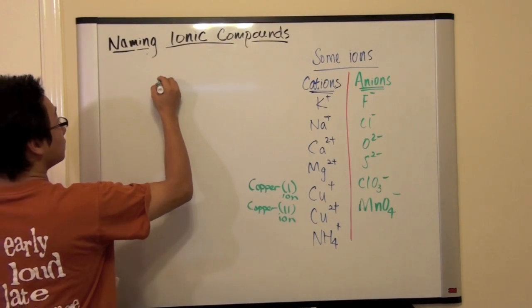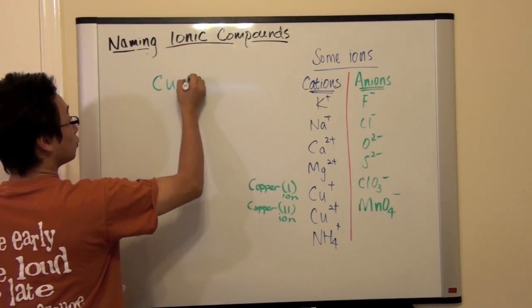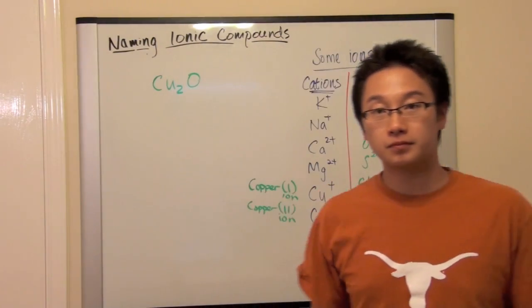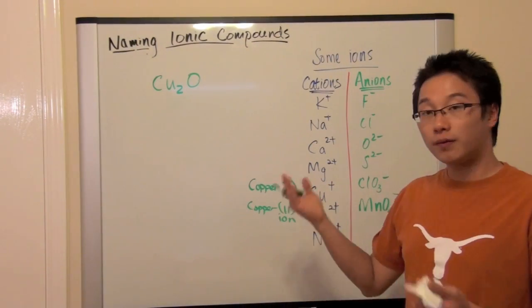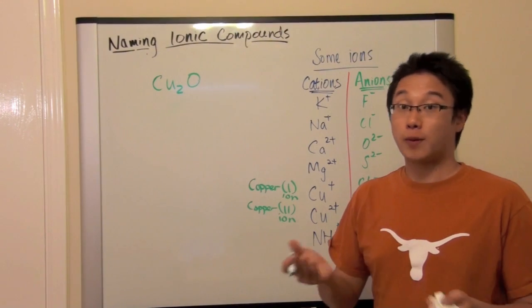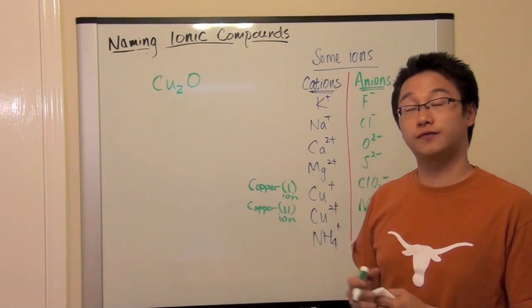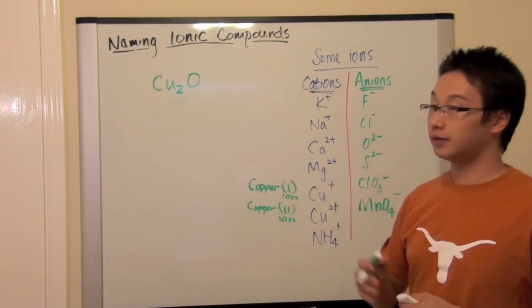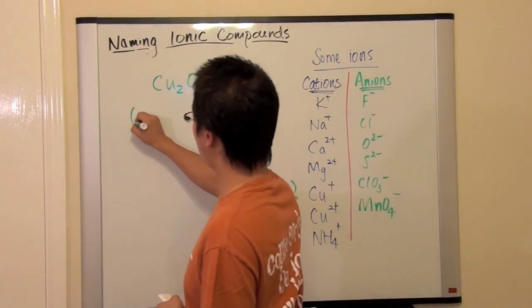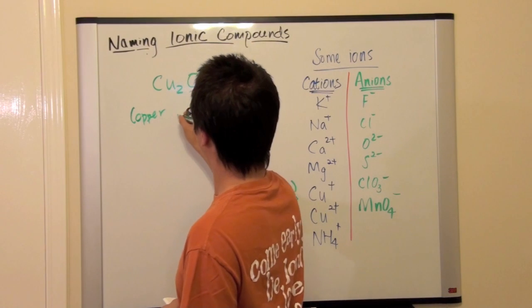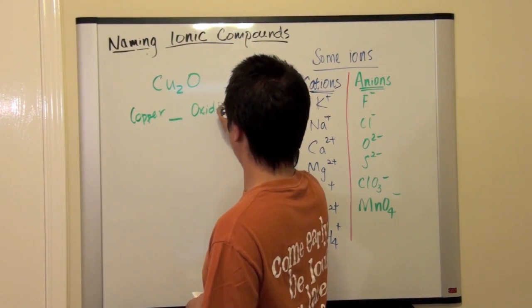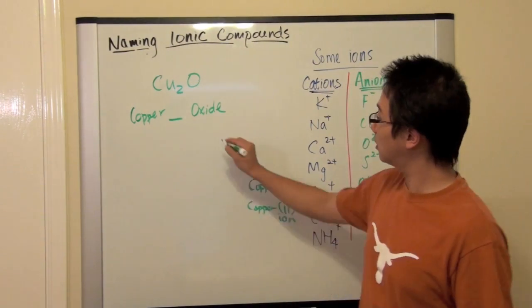Another example would be Cu2O. Okay? So what would this compound be? So you may want to pause this for a second and try to figure out what is the name of this compound. Okay? Now, look at this here. It will be something copper, a blank oxide. Okay, so let's figure this out.